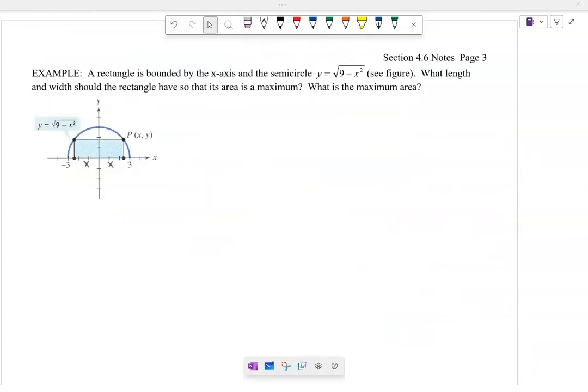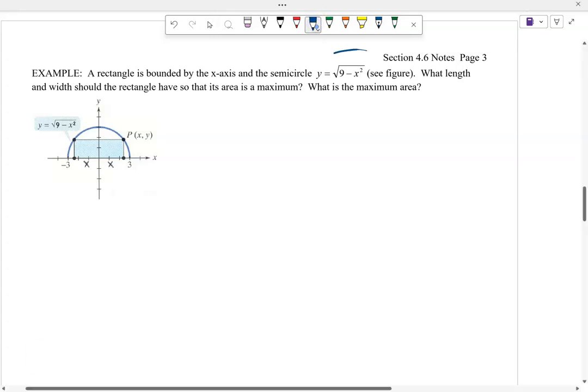All right, here we've got a rectangle bounded inside this semicircle, right? Given by this function y equals the square root of 9 minus x squared. There you see that semicircle there. What length and width should the rectangle have so that its area is a maximum?